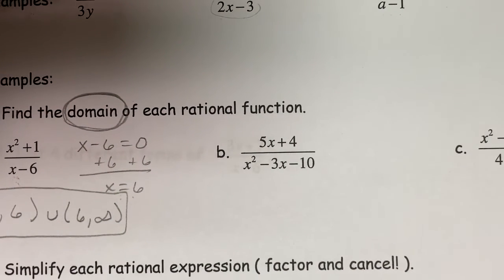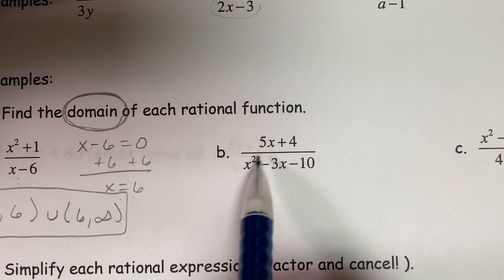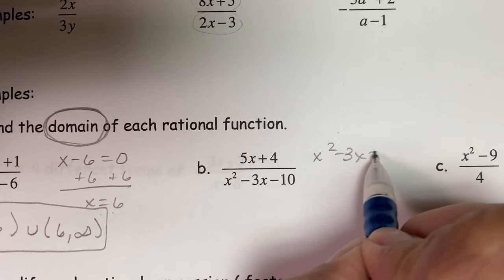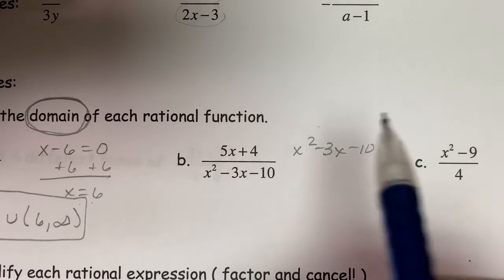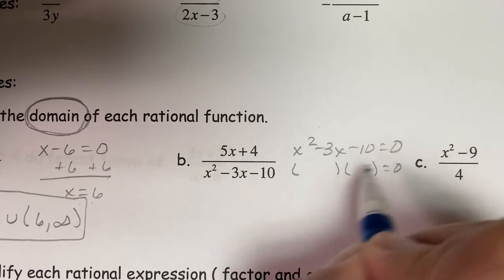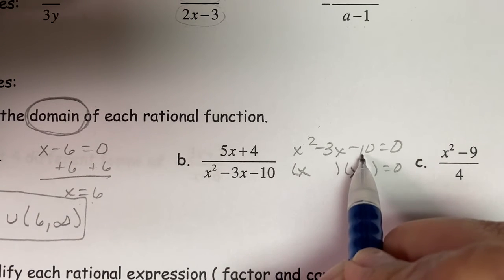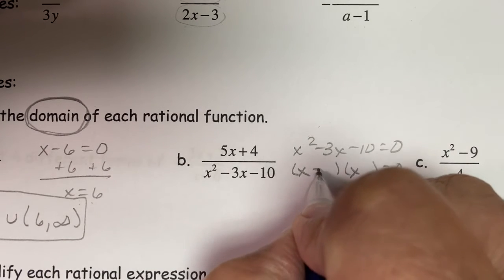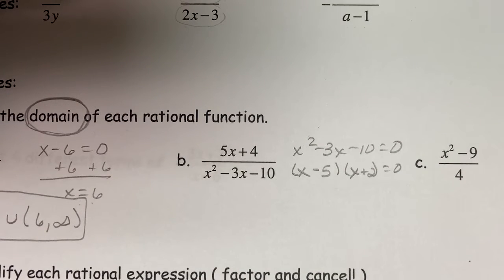Well, let's look at b. So again, how do I find my domain? I'm going to take my denominator and set it equal to 0. This takes us back to where we were in chapter 6. How do you solve this equation? Well, you're going to factor. So we'd have an x and an x, and you want two numbers that multiply together to get negative 10 and add together to get negative 3. So this would be a negative 5 and a positive 2.